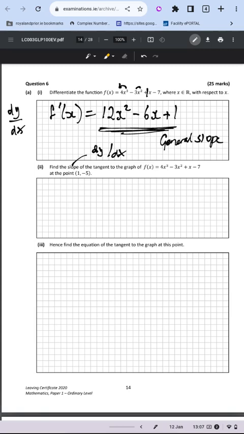To the graph of that at the point (1, 5). Now as you see there, all it has is x's. So everywhere there's an x, I'm going to fill in 1. So it'll be 12 times 1 squared minus 6 times 1 plus 1. 12 minus 6 is 6. 6 plus 1 is 7. Throw that in your calculator and you'll get 7 as your slope.